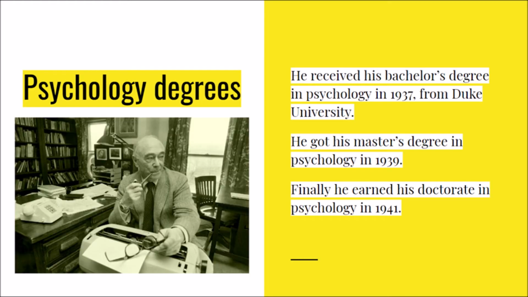These are the three psychology degrees that he received through his career. First of all, he received his bachelor's degree in psychology in 1937 from Duke University. Then, he got his master's degree in psychology in 1939. And finally, he earned his doctorate in psychology in 1941. Both of the last ones were received at Harvard University.